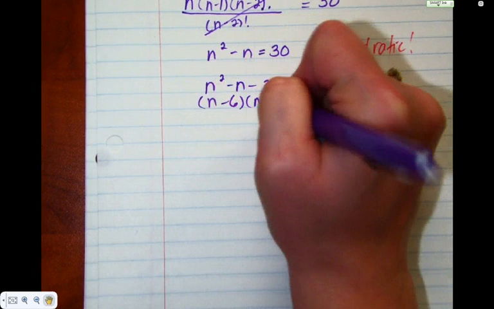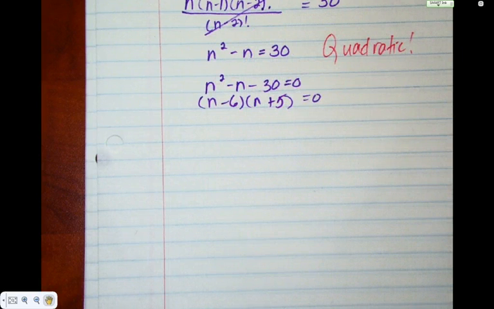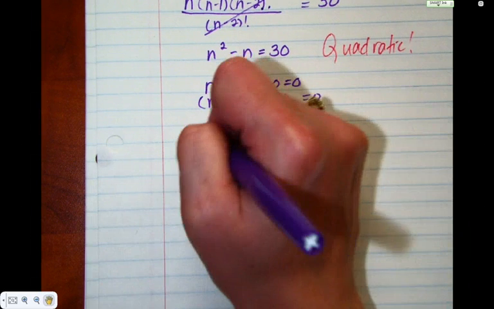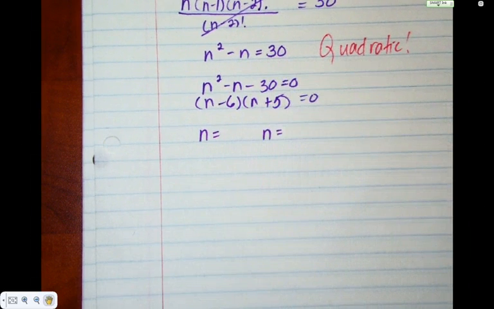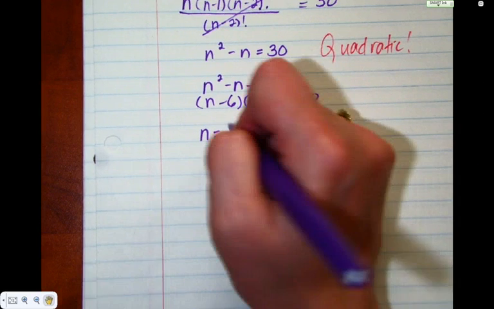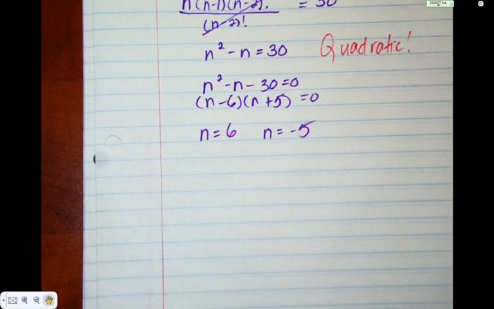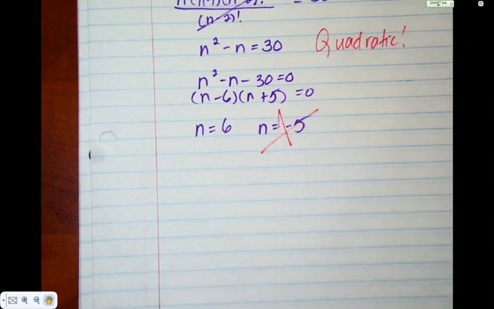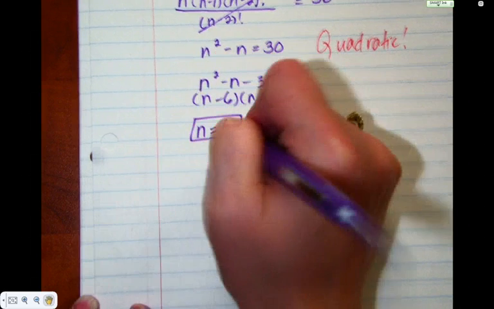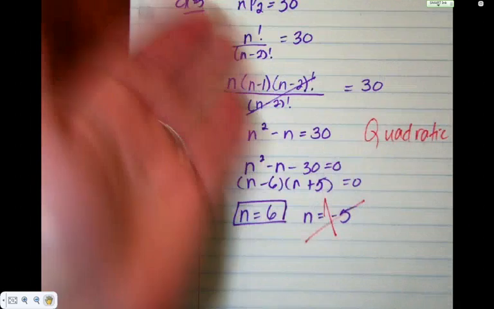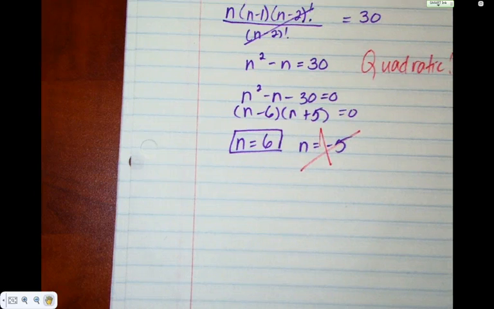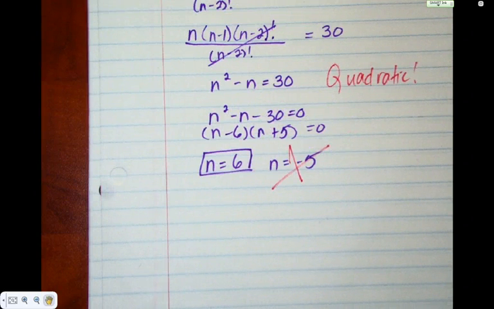Split and solve: 6 and minus 5. Are they both valid answers? No. Why not? You can't have negative n. What do we call that when there's an answer that we cross out? Extraneous root. What's the answer? 6. Again, we could have guessed and checked. We could have done 6P2 and figured out it's 30. That would have got you 1 out of 3 marks for this.